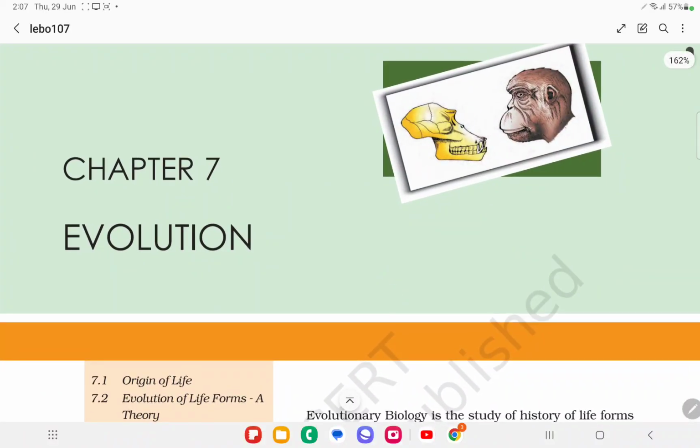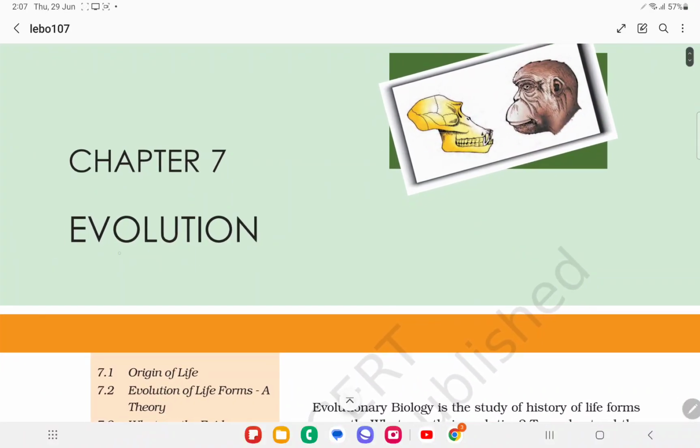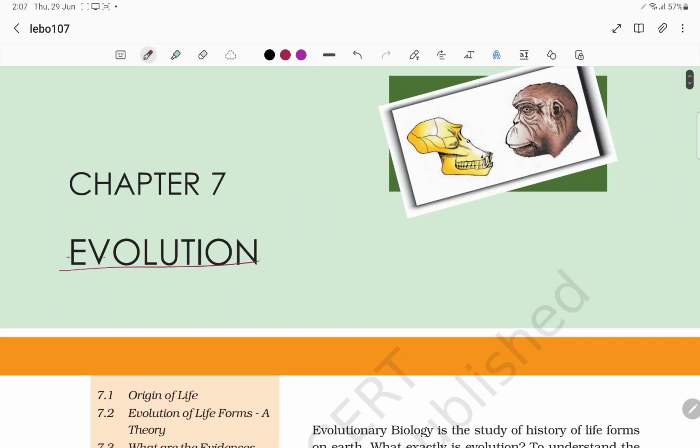About the thing called evolution. So this is chapter 7 in the second year biology textbook. You can see this is the chimpanzee, and this is the skull of a chimpanzee. So man is a very close relative of the chimpanzee. That is what it is going to tell you in this chapter.